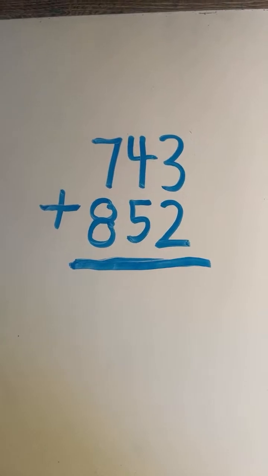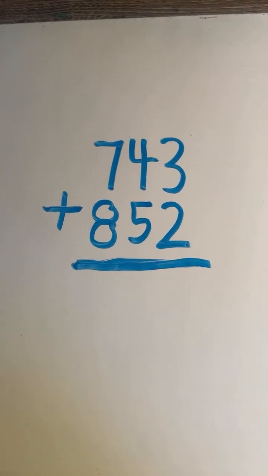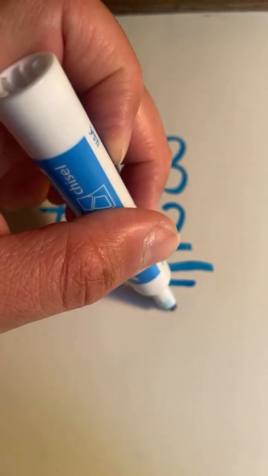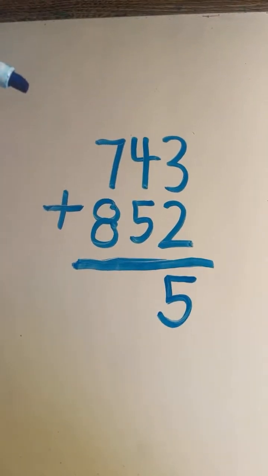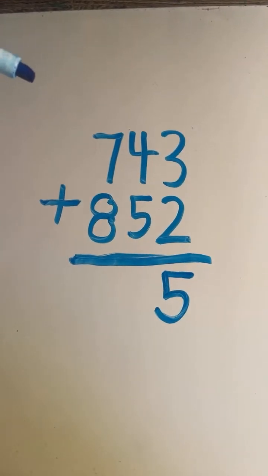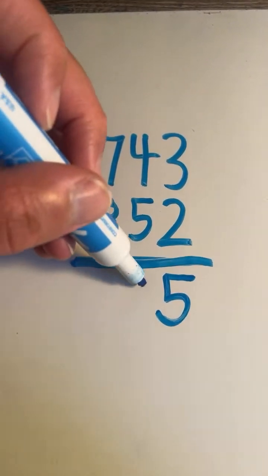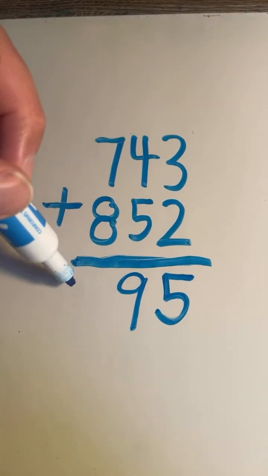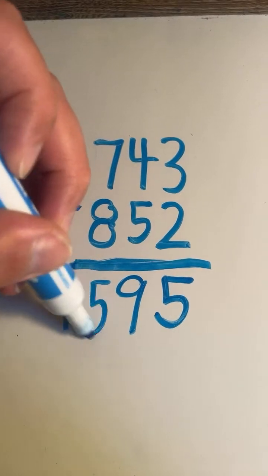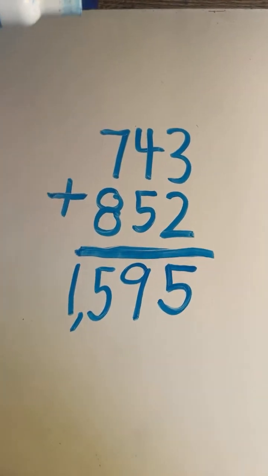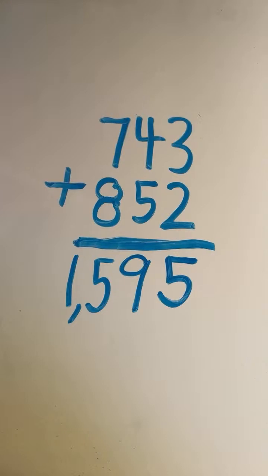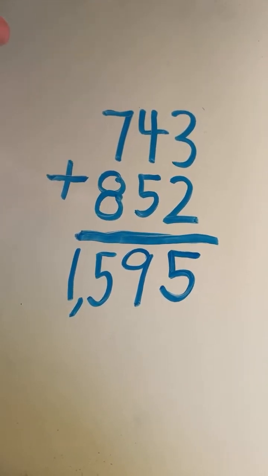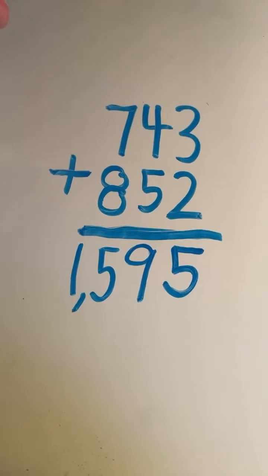743 plus 852. So we are starting in the ones place. 3 plus 2 equals 5. We do not need to regroup here because our sum is less than 10. We only regroup when the sum is 10 or more. 4 plus 5 equals 9. Again, no need to regroup there. 7 plus 8 equals 15. And we have our final answer. 743 plus 852 equals 1,595.